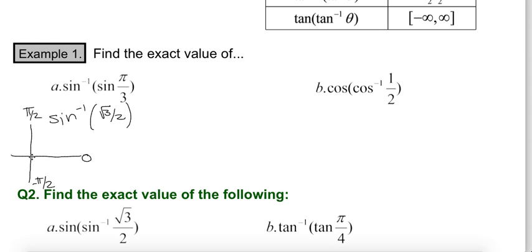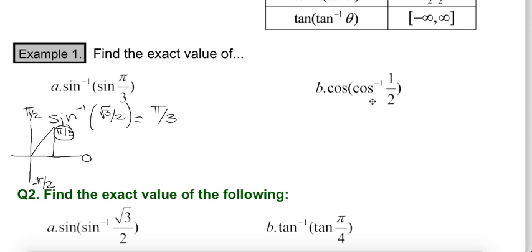3 over 2. Well, we just saw that the y value of pi over 3 is root 3 over 2. If we did the y value of this one down here in the fourth quadrant, we'd have a negative y value. So we are at pi over 3 when our y value equals root 3 over 2. So in this case, this equals pi over 3.